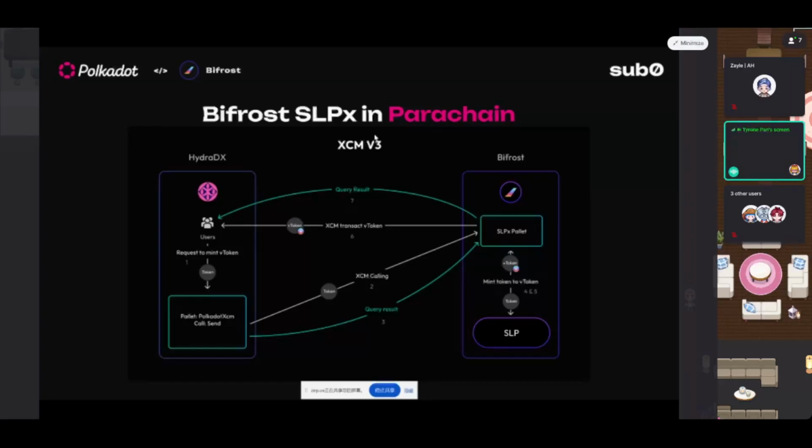So this time the user is HydraDX, and they are sending the message as a parachain, as their democracy proposal, calling the Polkadot XCM and sending the transaction directly to Bifrost to say, hey Bifrost, we want to mint this amount of VDOT. Once we receive it, the SLP module will start working, and then the asset will be teleported back to the HydraDX treasury.